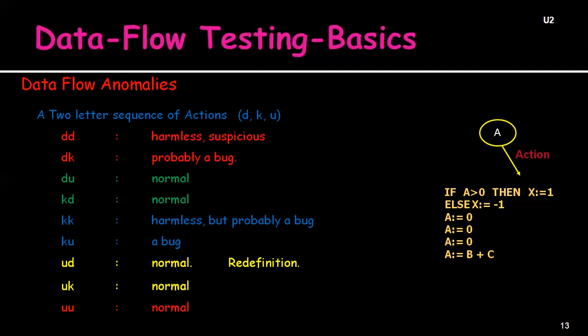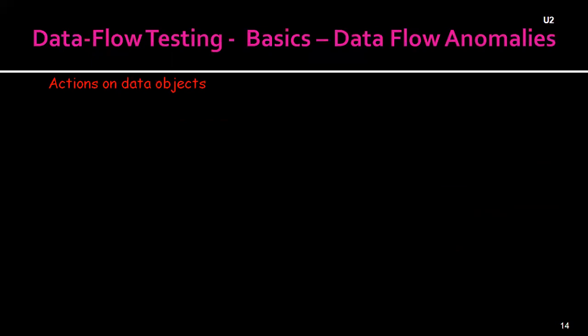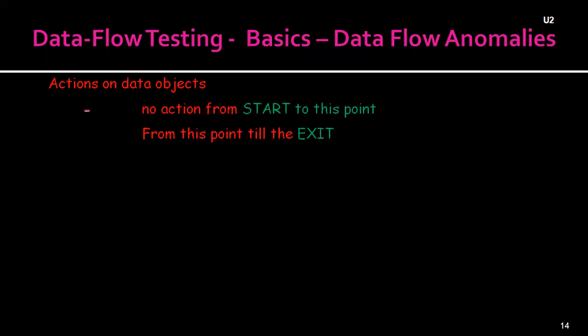So here, the 3 variables D, K, U represent these anomaly states. In addition to the above 2-letter situations, there are 6 single letter situations that we can see. One is minus D, which is okay. This is just the first definition along this path. So if we are first defining that particular object, then we have to represent it like this.